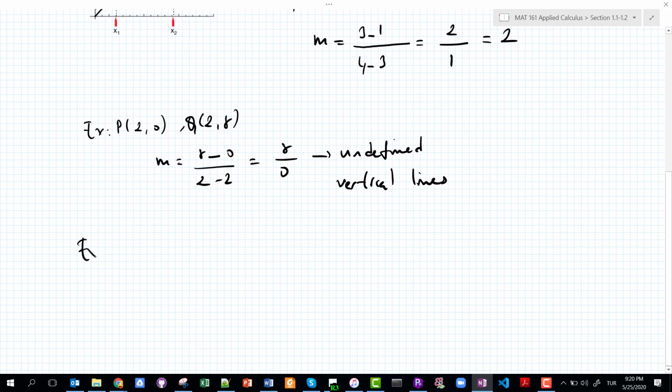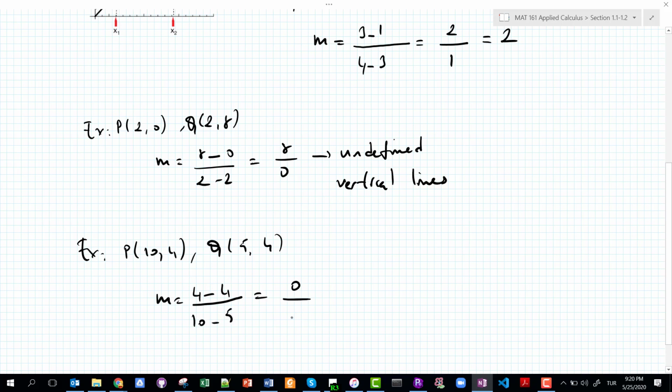Last example I will give you. Let's say my first point is 10, 4, and then my second point is 5, 4. Opposed to the previous one, I have a different situation here. So I will choose this one first as my second point this time. 4 minus 4 this time, and then 10 minus 5. Look, this time I will have 0 over 5. It will give me this 0.